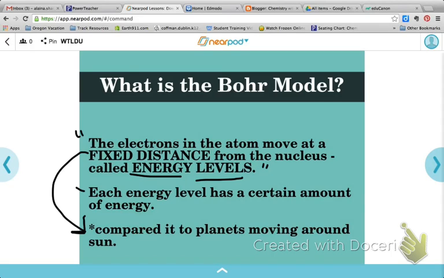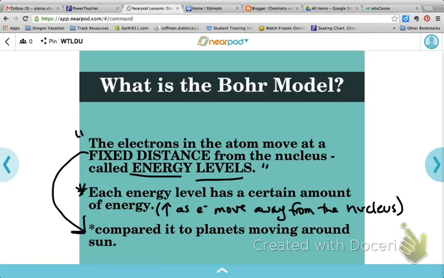And then he went on to also say, very important here, each energy level has a certain amount of energy, and that increases as electrons move further away from the nucleus. So in other words, the electrons with the lowest energy would be those electrons in the energy levels closest to the nucleus. So that was the Bohr model. So taking those electrons that were kind of randomly dispersed in that empty space and organizing them in these energy levels, which are at fixed distances from the nucleus.